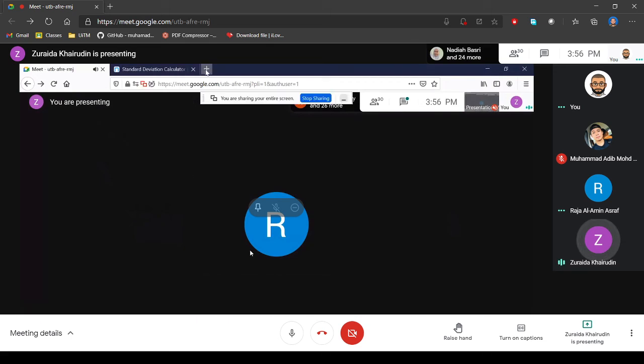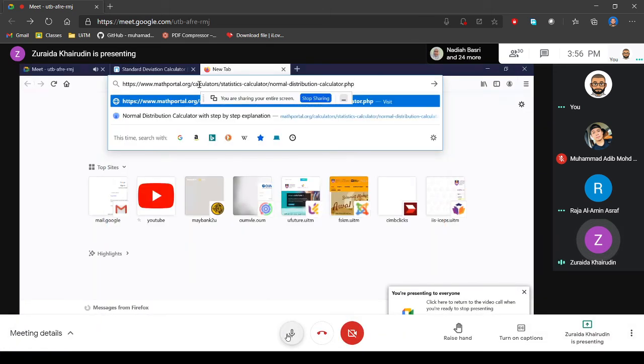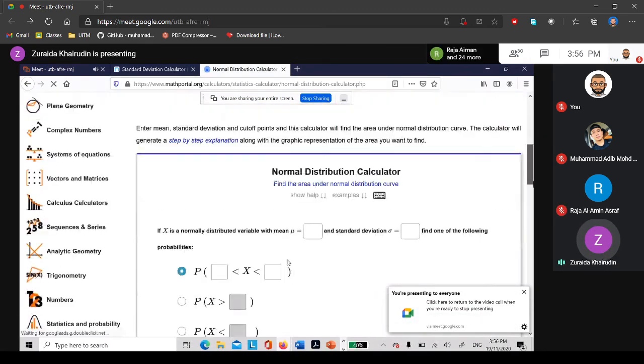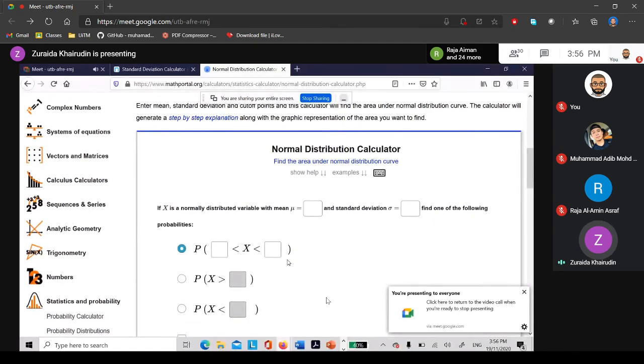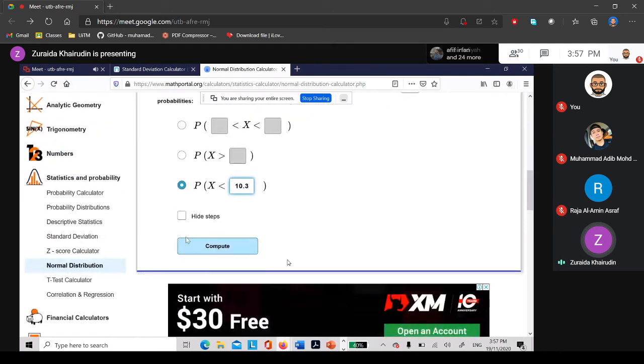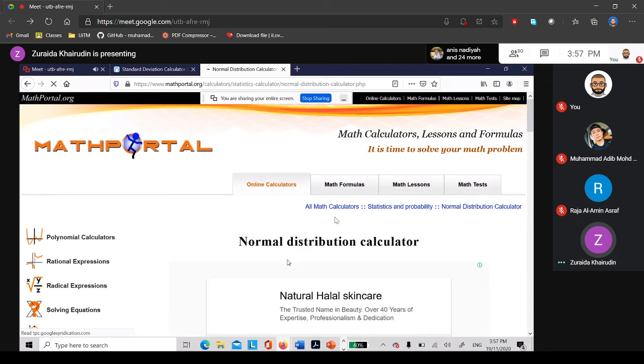So I've already discussed this in your tutorial 1, how to find the probability for this question. Find the probability that a randomly chosen pipe will have an internal diameter less than 10.3. So your mu is 10, your sigma is 0.4, right? And you want to find the probability less than 10.3. You just click here 10.3, and you ask the online app to compute it for you.